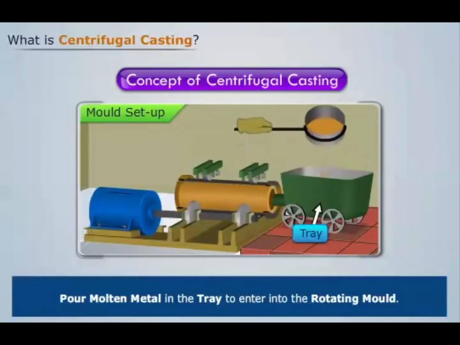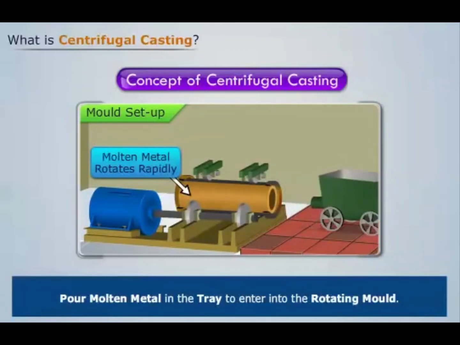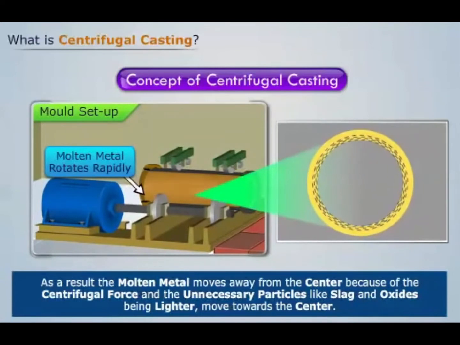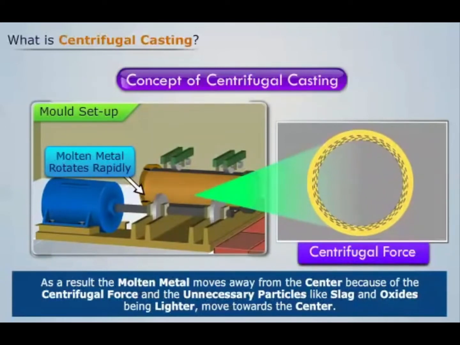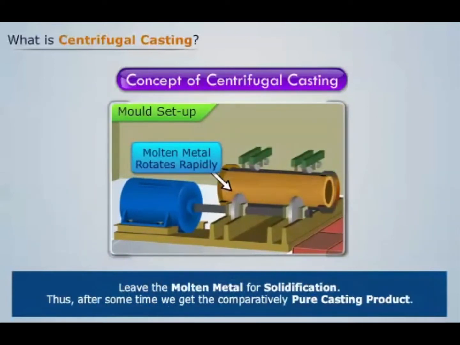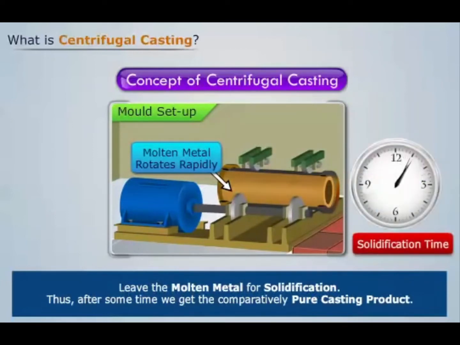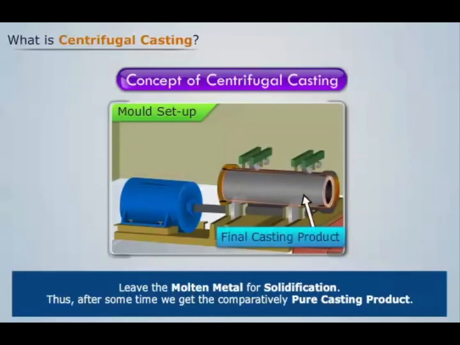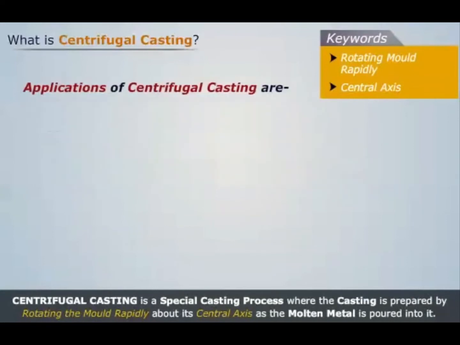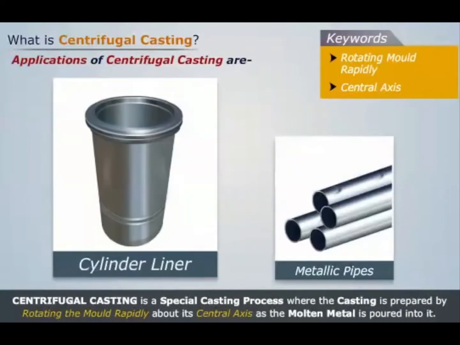We see that the molten metal rotates rapidly. As a result, the molten metal moves away from the center because of the centrifugal force. And the unnecessary particles like slag and oxides, being lighter, move towards the center. Now leave the molten metal for solidification. Thus, after some time, we get the comparatively pure casting product. Some of the examples where centrifugal casting is employed are metallic pipe and cylinder liner.